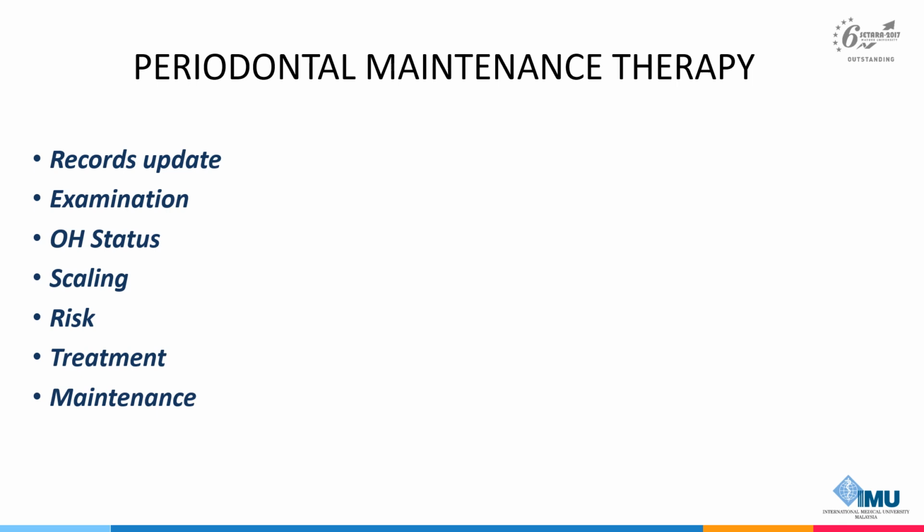Local delivery of chemotherapeutic agents may be used as adjunctive treatment for recurrent or refractory disease. Ongoing assessment of risk factors to identify an individual who may be more highly susceptible to ongoing breakdown of periodontal tissues, with elimination and mitigation of new or persistent risk and etiological factors. Identification and treatment of any new, recurrent, or refractory areas of periodontal and peri-implant pathosis. And finally, establishment of an appropriate interval for periodontal maintenance.